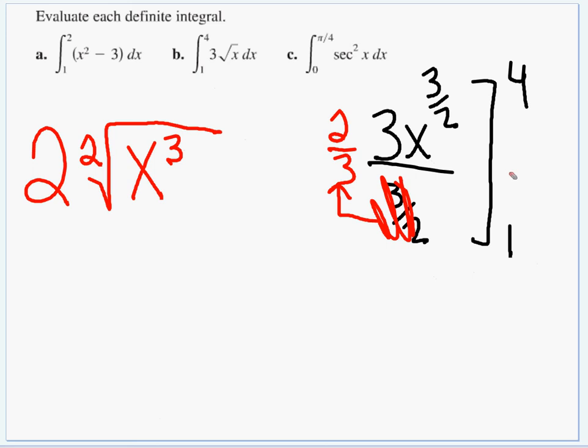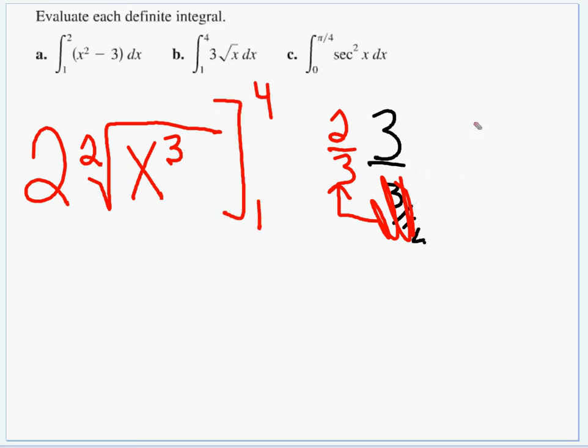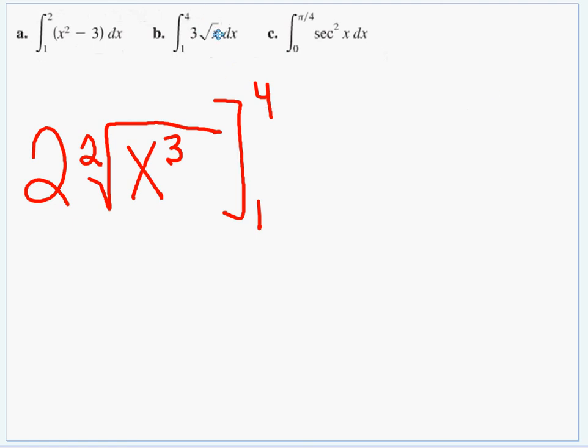Okay. Oops, and I forgot my bracket, from 1 to 4. Now we get to evaluate. Ooh, and let's do it like this so we can pull this off without a calculator.